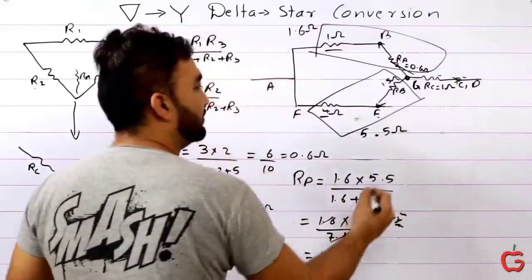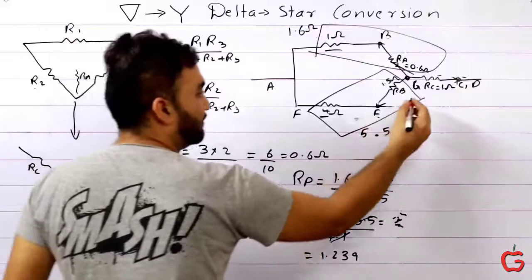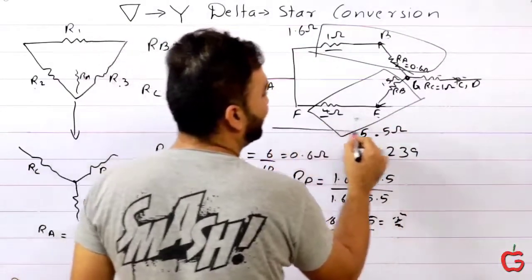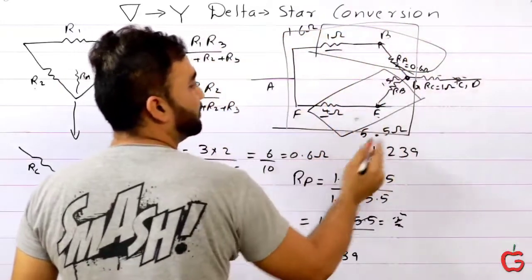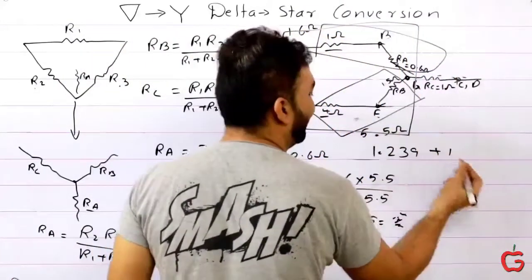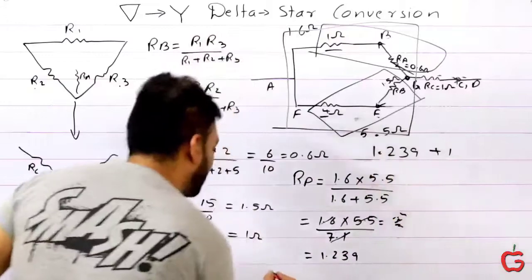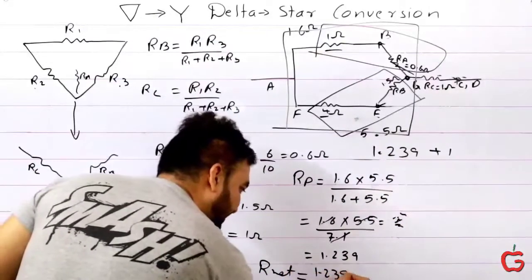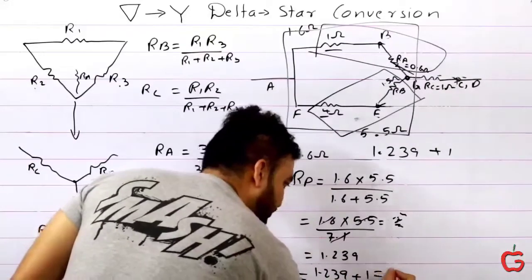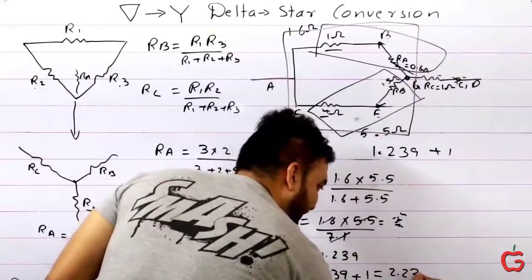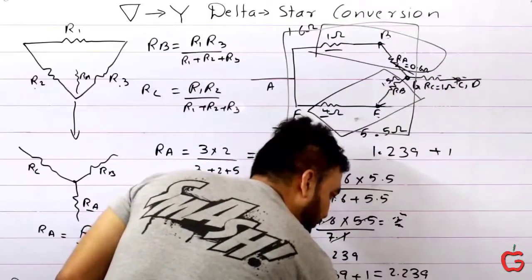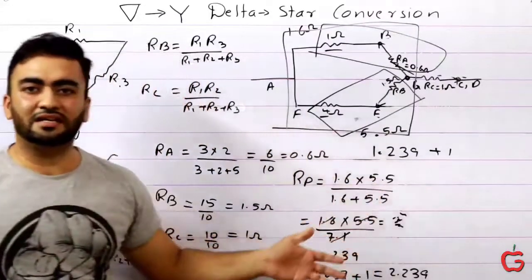series with it. So 1.239, this entire thing, plus 1 ohm. So we have 2.239. So the net resistance is 1.239 plus 1. So 2.239 ohms, approximately 2.24 ohms. So this confirms our last method too.